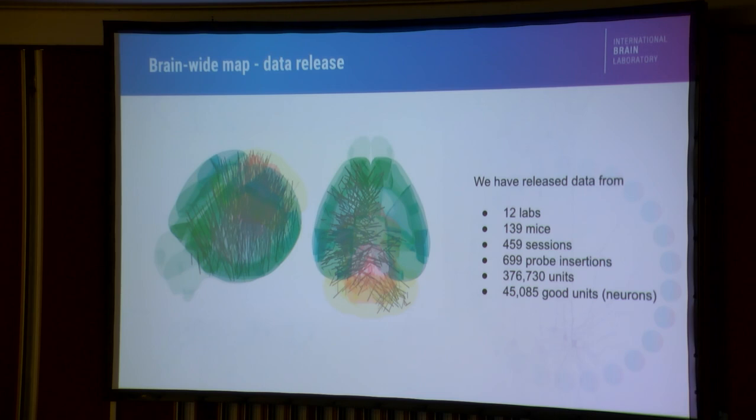In order to achieve the data collection, 12 labs contributed and recorded from 139 mice that performed expertly in 459 behavioral sessions. Because we recorded with multiple Neuropixels probes in one session, up to 2 probes, we gathered 699 probe insertions. After spike sorting, it yielded more than 300,000 units, out of which 45,000 are considered good units, so putative neurons.